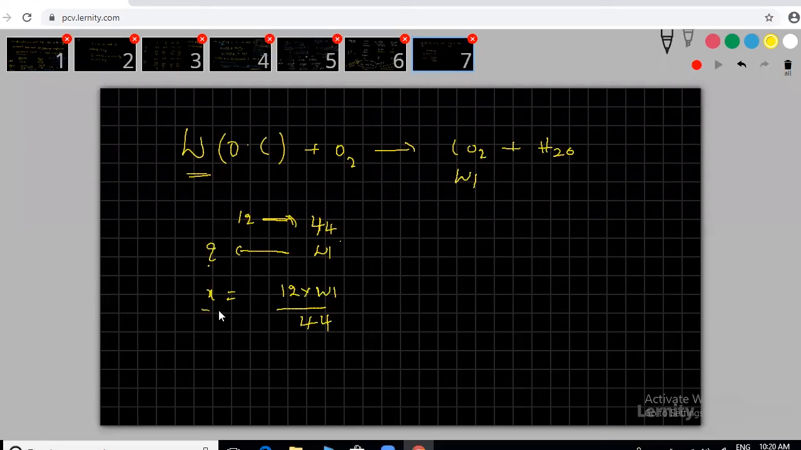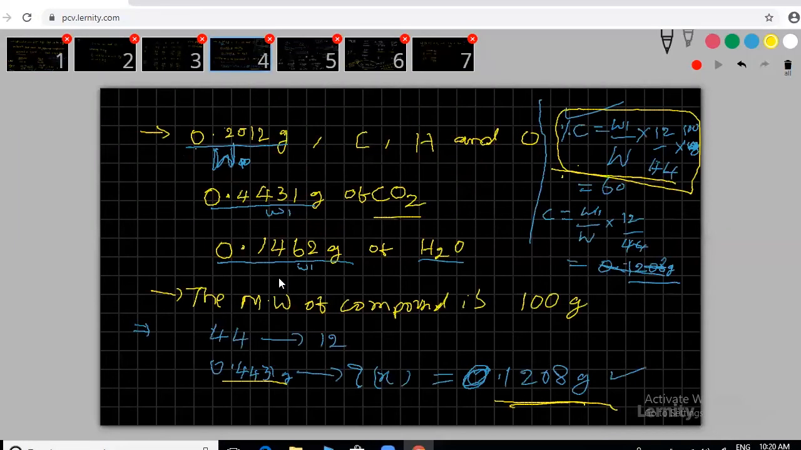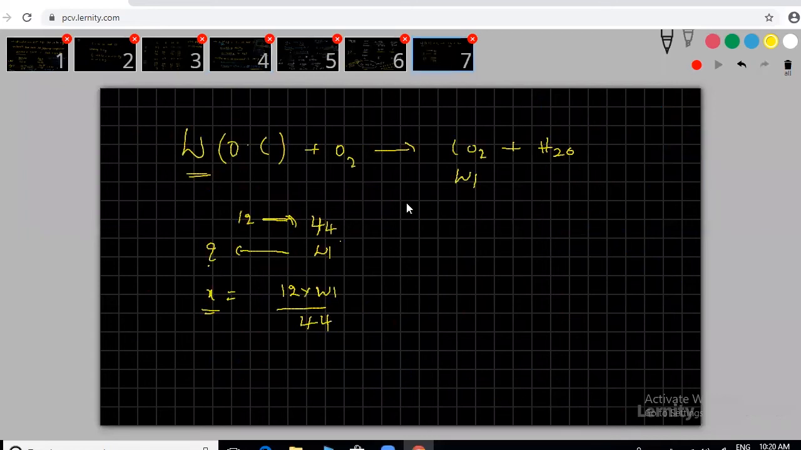This is the same principle we used in this slide. 12 grams of carbon is present in 44 grams of CO2. Then W1 grams of carbon dioxide contain how much carbon? That's what I did here. If the question mentions some amount of CO2, that gives the carbon weight. That's the value I got.